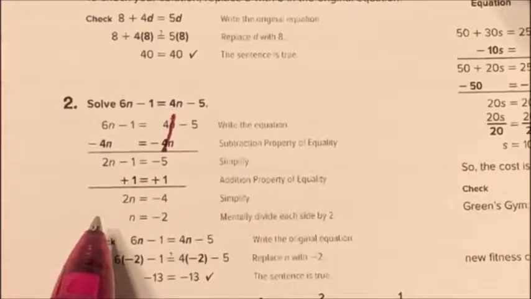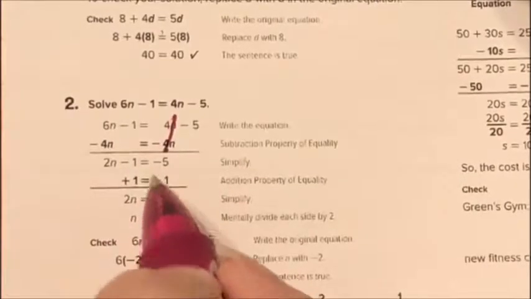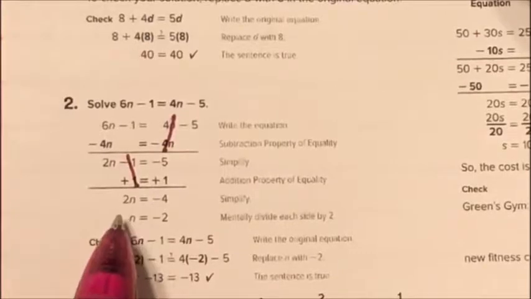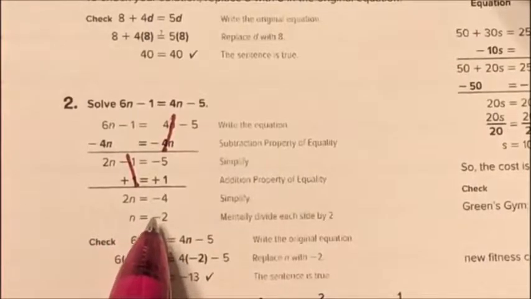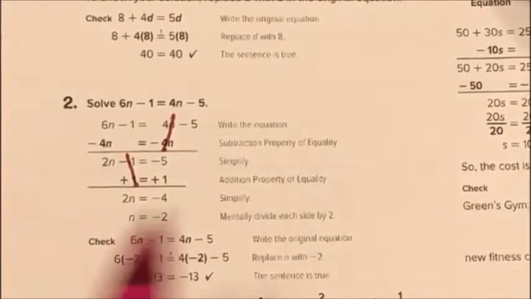Now we've already done two-step equations, so I want to add 1 to both sides. This cancels. I'm left with 2n equals negative 4. Then I divide by 2, so I get n equals negative 2. If I think I did something wrong for any reason, I can always go back and double check my answer. I plug in negative 2.